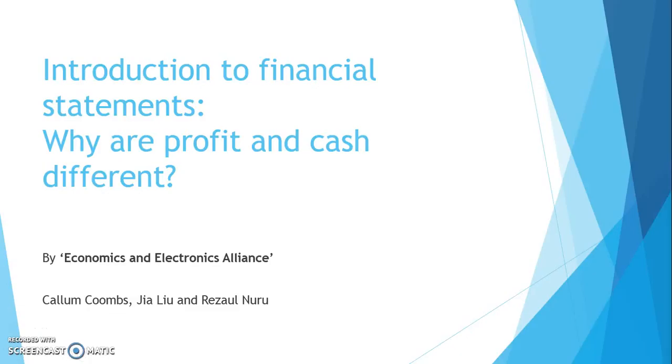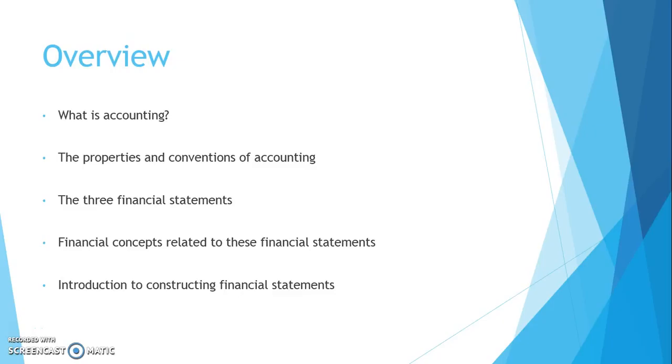In this presentation, we're going to introduce the financial statements and explain why profit and cash are different. In order to do this, we're going to first define what accounting is. We're then going to explain what the properties and conventions of accounting are, and then introduce the three financial statements. We're then going to look at the financial concepts related to these financial statements, and then give a brief introduction into how to go about constructing these financial statements.